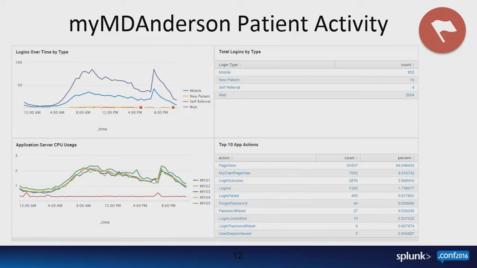We know what patients are doing. We know what parts of the system they use and don't use. So we're able to make decisions based on that.